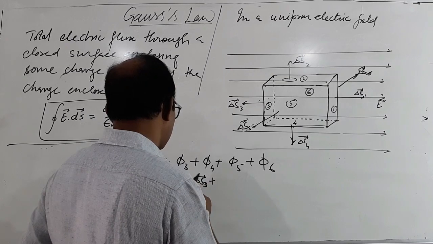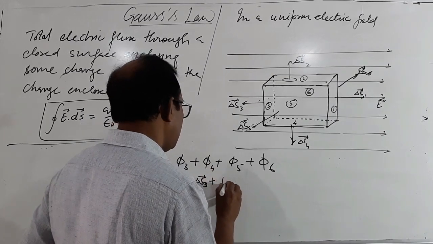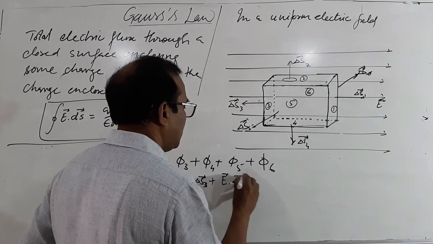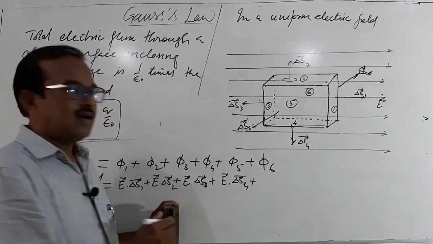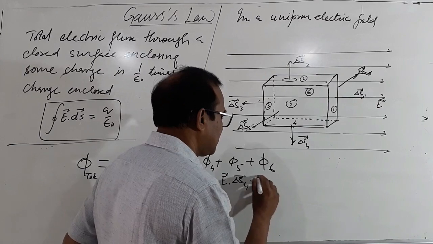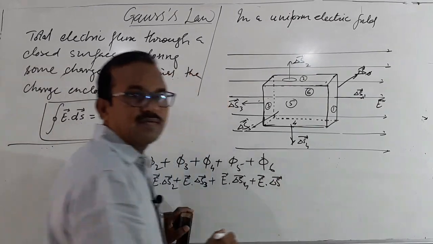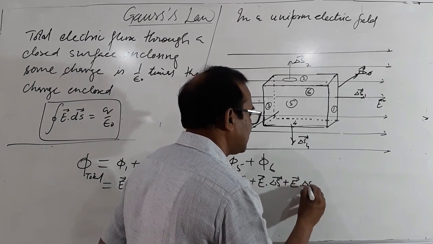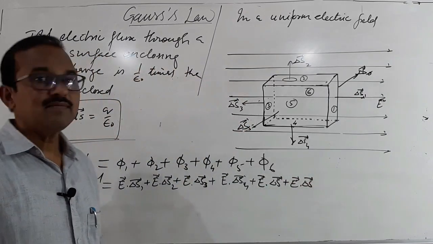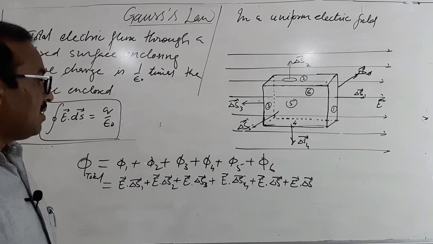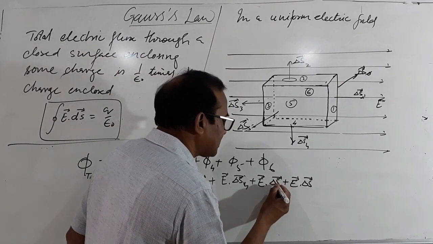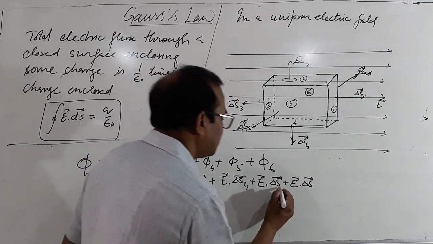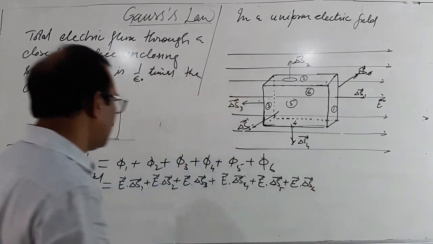Then E dot delta S4 plus E dot delta S5 plus E dot delta S6. So these are the values of flux from the faces. This is 5 and this is 6.